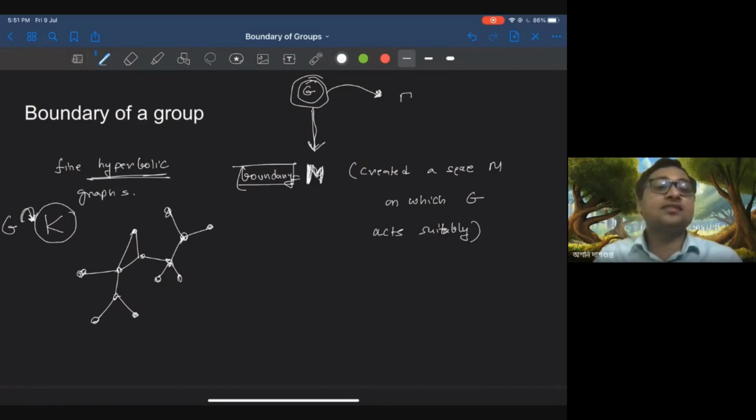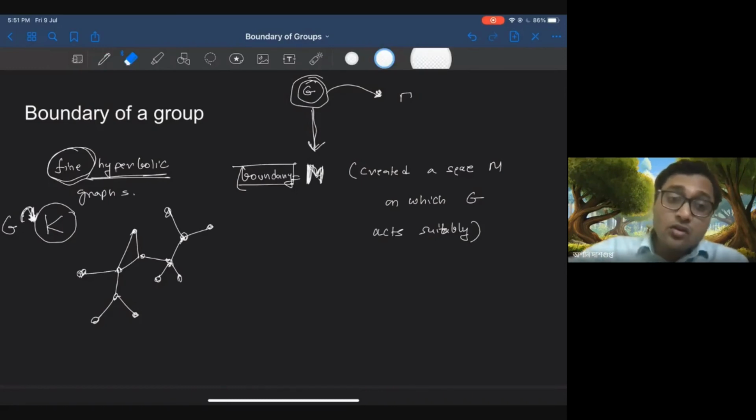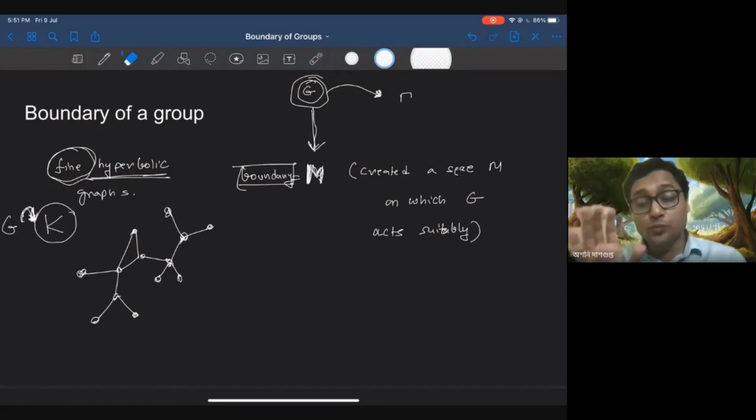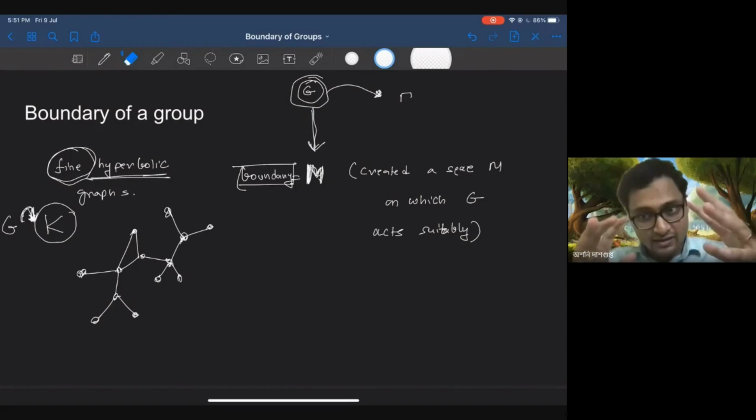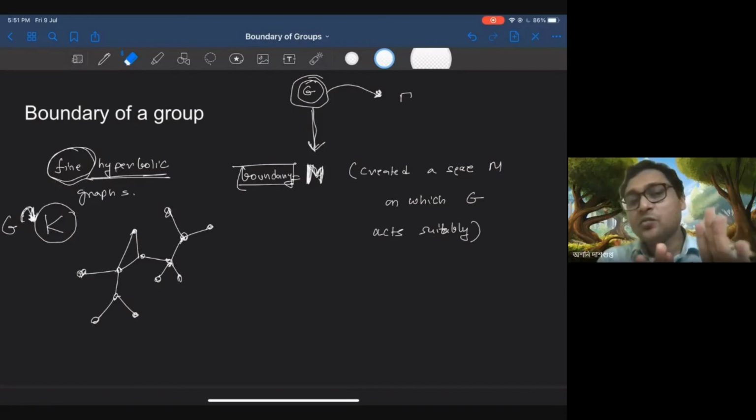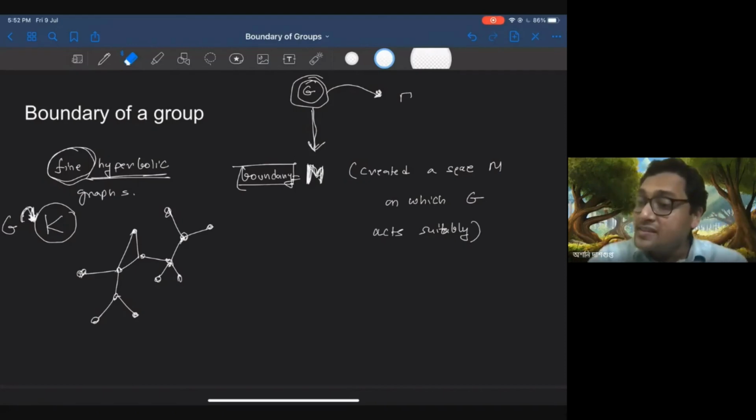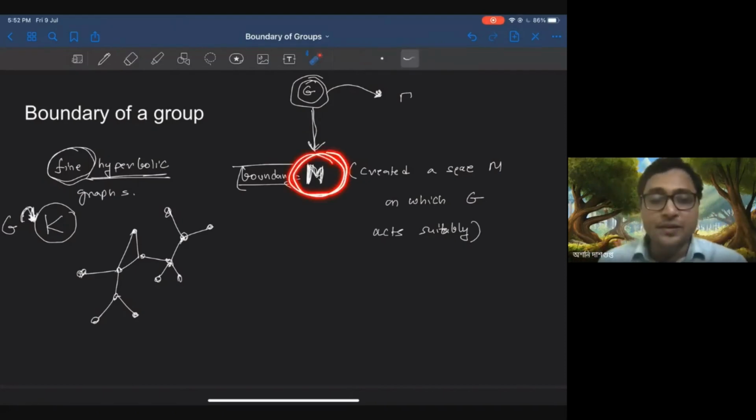Hyperbolic means the triangles that we can draw on this graph are thin triangles. We talked about thin triangles. I'll not talk about a fineness of a graph. It's very simple, but it will take more time. It will not do any justice to the time that is left. So we know that there is an action of this group on this graph K. Now, using that, we can define this space M, the topological space.